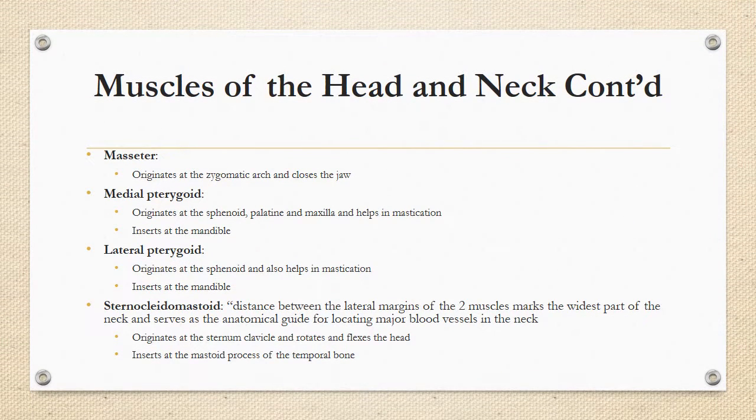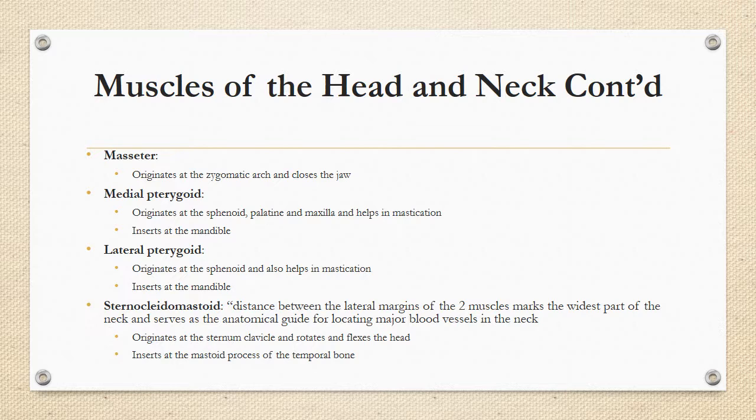Your masseter originates at the zygomatic arch and closes the jaw. Your medial pterygoid originates at the sphenoid bone, which is that bat shape, and palatine, and your maxilla, and helps in mastication, and also inserts at the mandible. Your lateral pterygoid originates at the sphenoid and also helps in mastication, just like your medial one. It also inserts at the mandible.